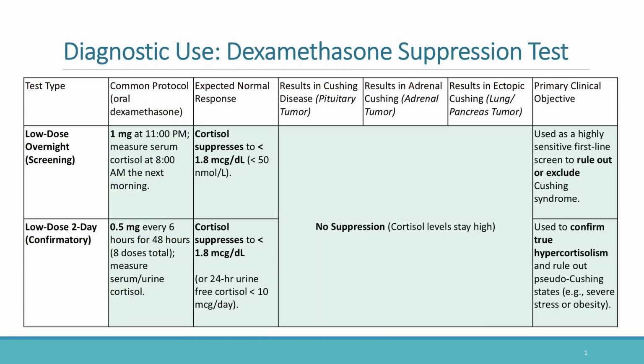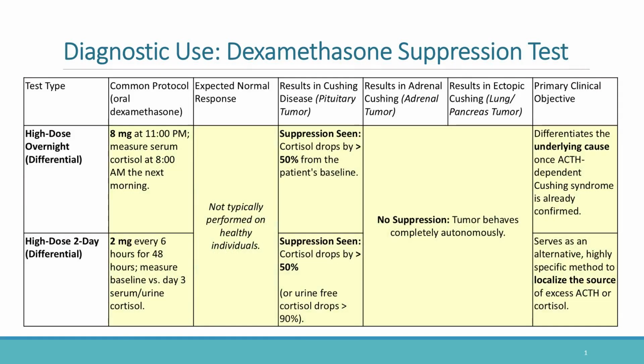The low-dose dexamethasone suppression test is mainly used to screen for hypercortisolism. In normal individuals, dexamethasone suppresses cortisol secretion through negative feedback. Failure of suppression suggests Cushing syndrome. Low-dose protocols help confirm true hypercortisolism and differentiate it from pseudo-Cushing states.